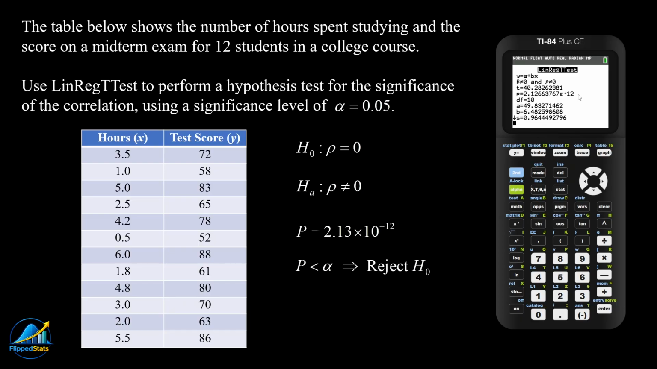In the next video, we'll take a closer look at the machinery behind this hypothesis test, because what's really going on behind the curtain is a two-tailed t-test.